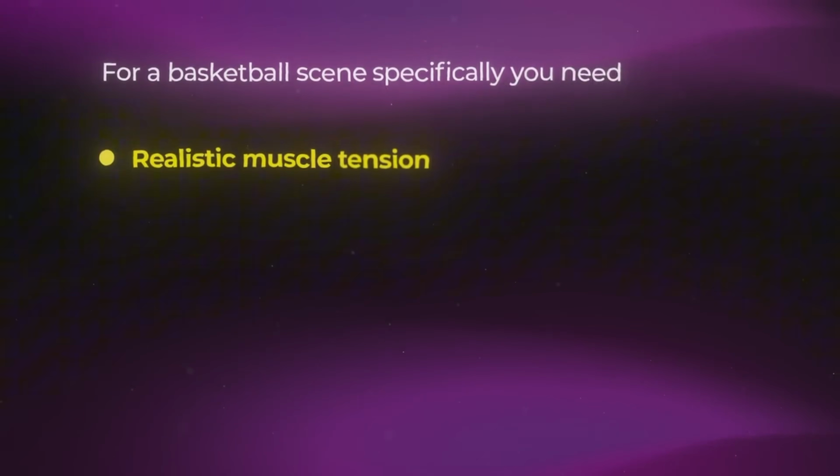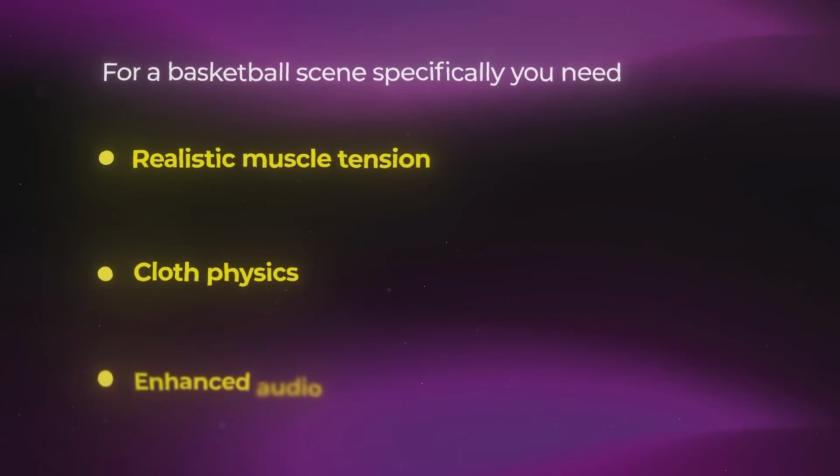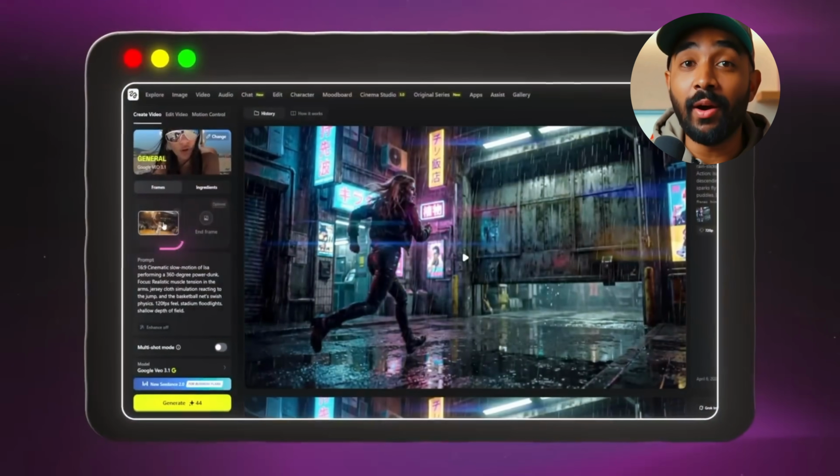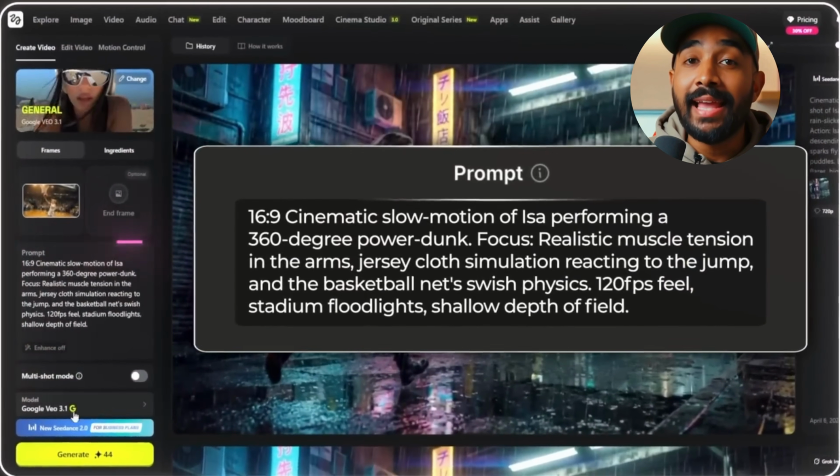However, the second test is where the rankings start to shift because we're moving into sports, and this is a completely different challenge entirely. For a basketball scene specifically, you need realistic muscle tension, cloth physics, and enhanced audio. It's not just about the atmosphere anymore. I've already got the image ready and the prompt ready, so let's animate it.